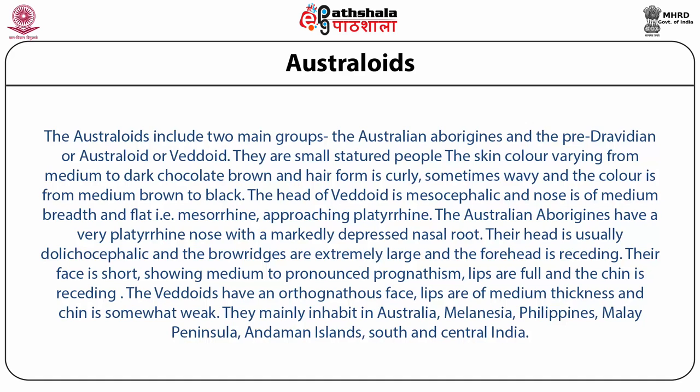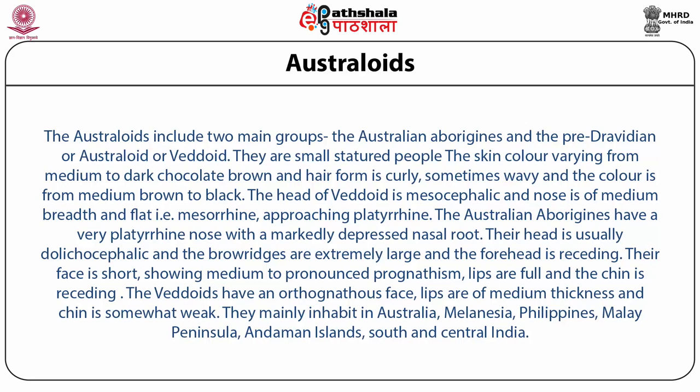They include two main groups, that is, Australian Aboriginals and Pre-Dravidian. They are small in stature people and average height about 165 cm. They have a skin color varying from medium to dark chocolate brown color. Sometimes the color is from medium brown to black. Their head is mesocephalic, nose is medium breadth and flat. They are having platyrrhine nose.